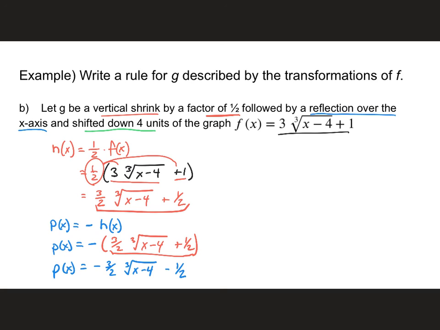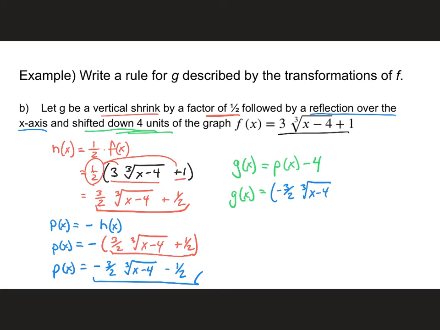Let me get to my final function now, g of x. So g of x is going to be the previous function that I was working with, that's p of x, shifted down 4 units. Down 4 means minus 4. So we now write out my final function, g of x, is equal to p of x. What's p of x? P of x is this function down here that I was working with: negative 3 over 2 times the third root of x minus 4 minus 1/2. And then we have to do the minus 4.